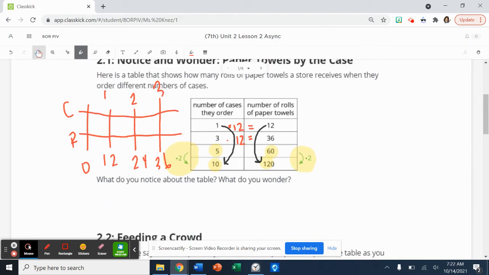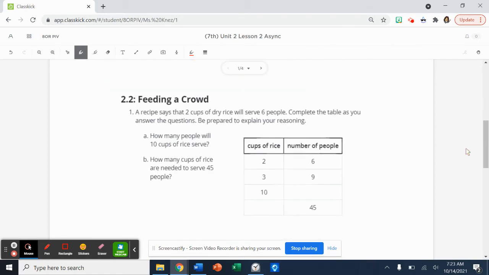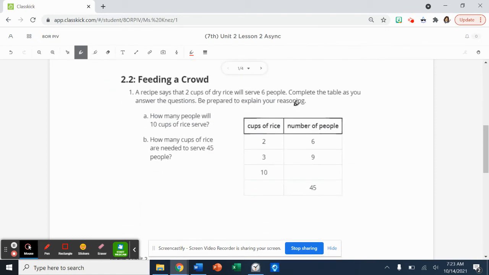If you need to add anything to your work so that you have a complete sentence for notice and wonder, pause this video and do so. The second activity I'm going to have you work on today is 2.2, Feeding a Crowd. A recipe says that 2 cups of dry rice will serve 6 people. Complete the table as you answer the questions and be prepared to explain your reasoning.